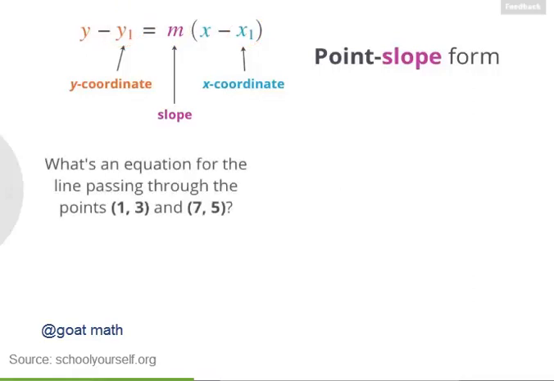Suppose you have a line that passes through the points 1, 3 and 7, 5. To find an equation for this line, you can calculate its slope and use the fact that the line passes through 1, 3. So a point-slope equation for this line is y minus 3, because 3 is this point's y-coordinate, equals what? What goes on this side of the equation?